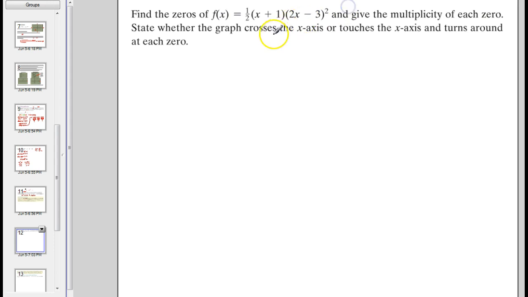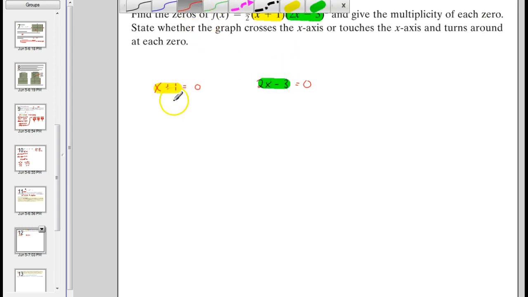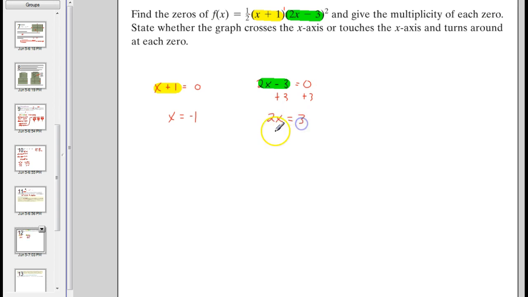Alright, so here's a question that asks to put all that together. So remember x plus 1, if there's nothing written out there, remember that's a 1. So the zeros, when you have this factored form, are what makes each of the parentheses equal to 0. So I just take what's in the parentheses and set those things equal to 0, and then just do the math. So subtract 1, x minus 1 is a 0. Add 3, 2x equals 3, divide both sides by 2, x equals 3 halves, or 1.5. Both of those are zeros of this polynomial.